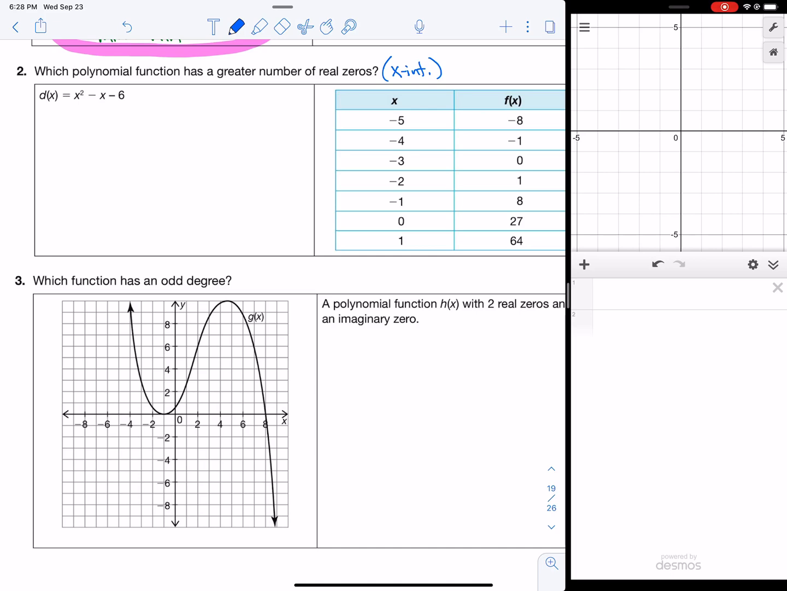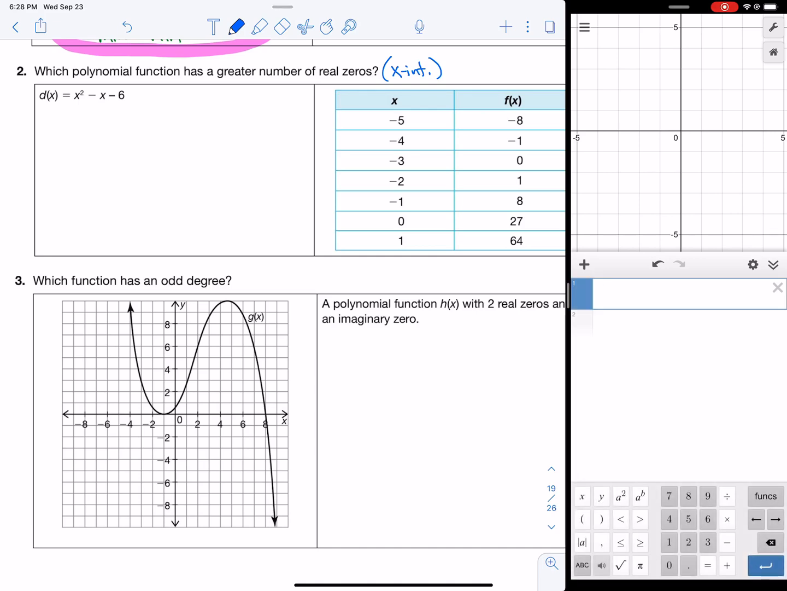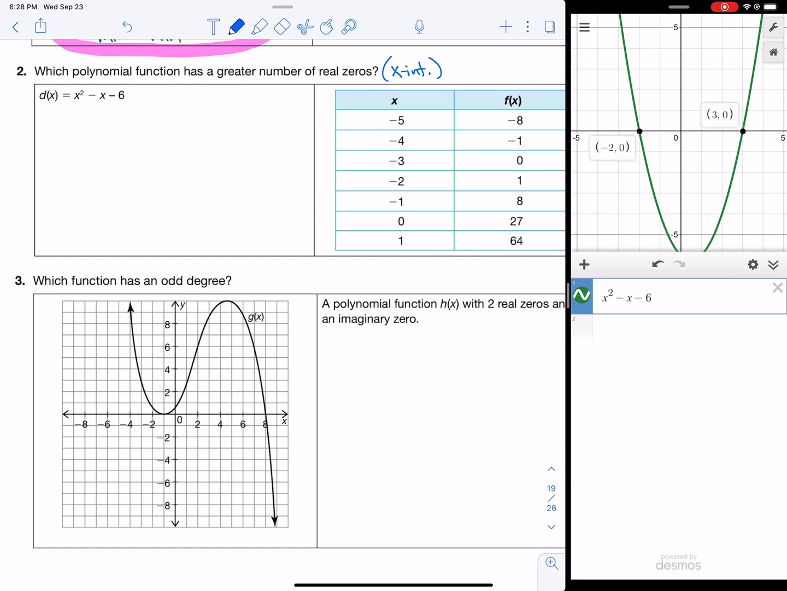So for number 2, let's just type that one in, that first one. So we get x squared minus x minus 6. So how many x-intercepts do we have? We have -2 and 3. So there are 2 real zeros for this first one. And that's the only thing we need. We don't need to graph it. We don't need to pick out a vertex. We just needed to know how many real zeros that it had.